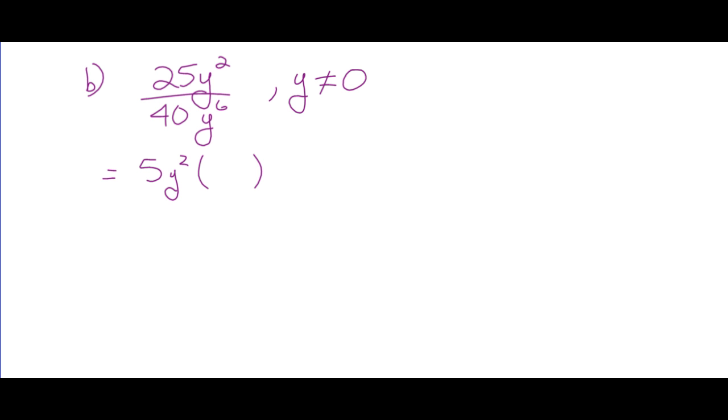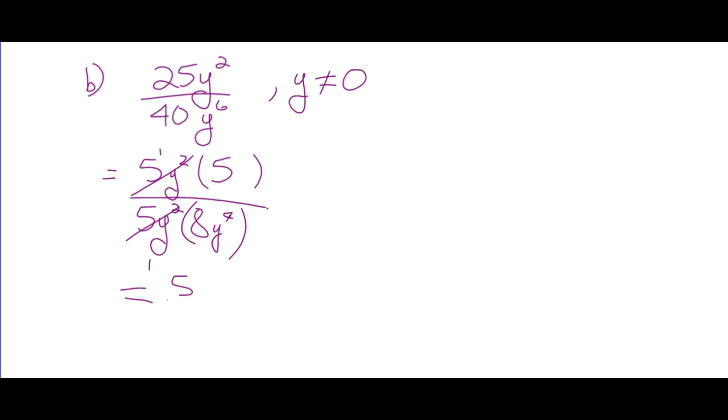Now what do I multiply it by to get 25y squared? By 5. And on the bottom, well, we've said 5y squared is our factor, right? So what's left? 8. How do we get 40? Well, 5 times 8. And how do we get y to the 6th? y to the 4th. Okay. Common factor cancels top and bottom. We are left with 5 over 8y to the 4th. Okay, and that's probably actually the easiest way to do it. If you're comfortable canceling in place, by all means, feel free.